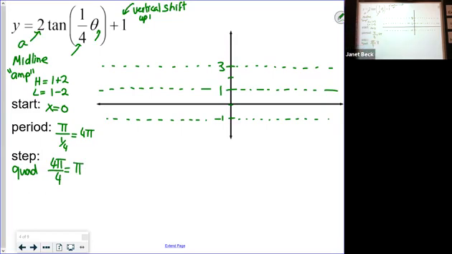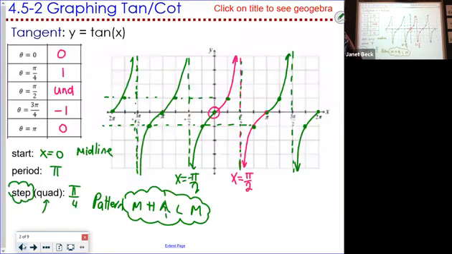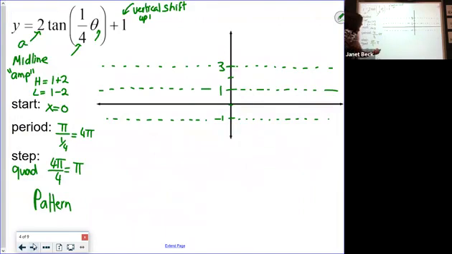And the pattern we're going to graph, the pattern for tangent. Do you remember what it was? I don't. It's been a year since I did it. The pattern for tangent is, let me see. Tangent, we're going to go middle, high, asymptote, low, middle. Pattern is middle, high, asymptote, low, middle.